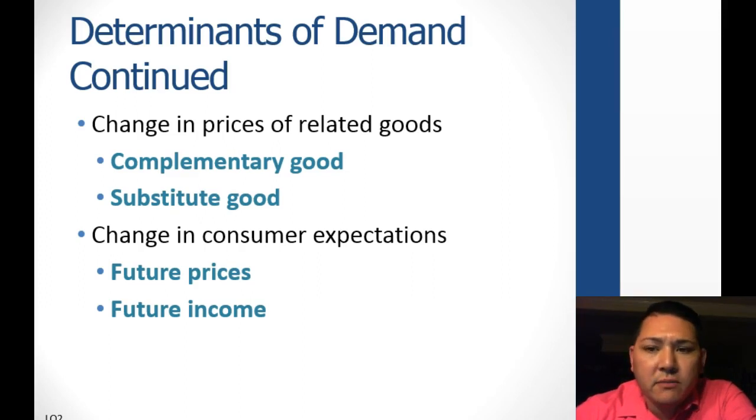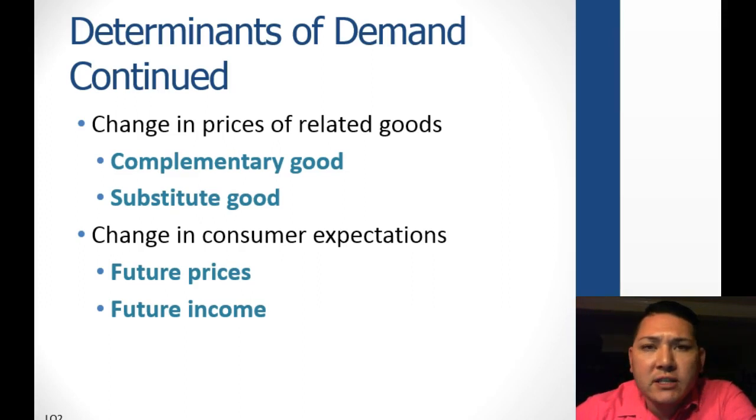So Crest. Or if all things are being equal, let's say the various brands of milk, right? So as the price of 1 gallon of milk increases, the demand for all the other gallons of milk increases because their price is actually now cheaper than the brand that increased their price. And one of the last determinants is the change in consumer expectations, right?